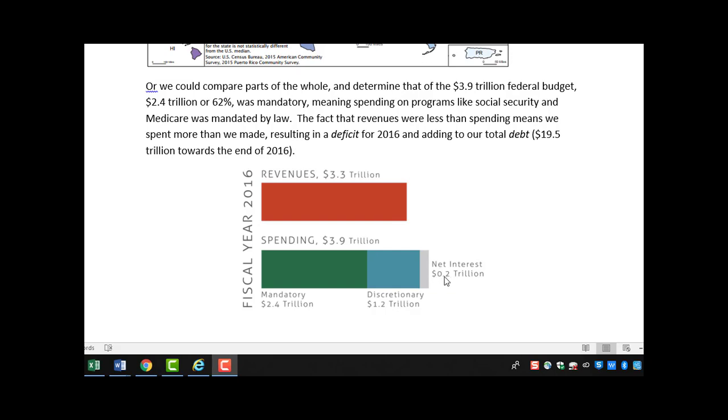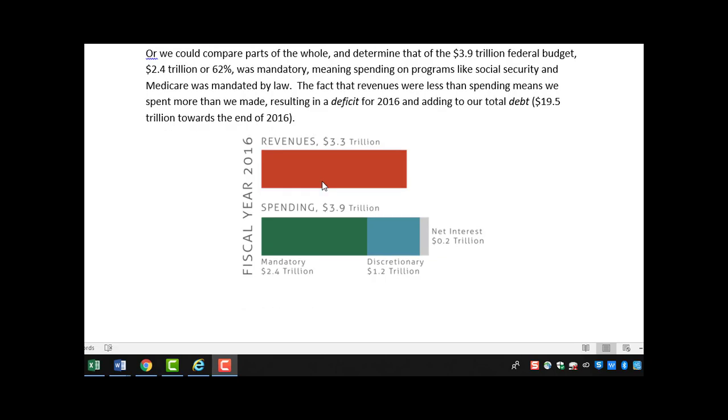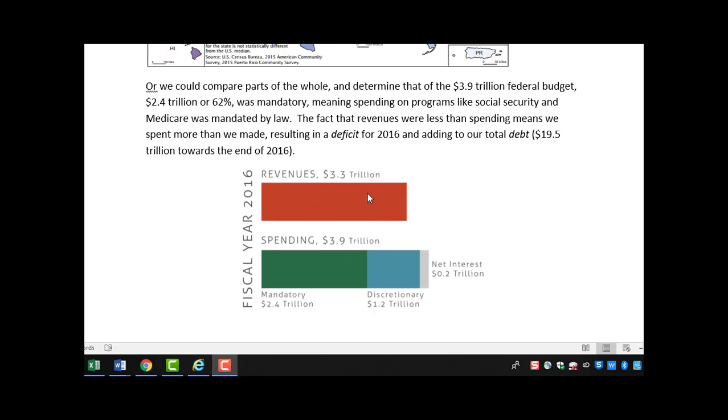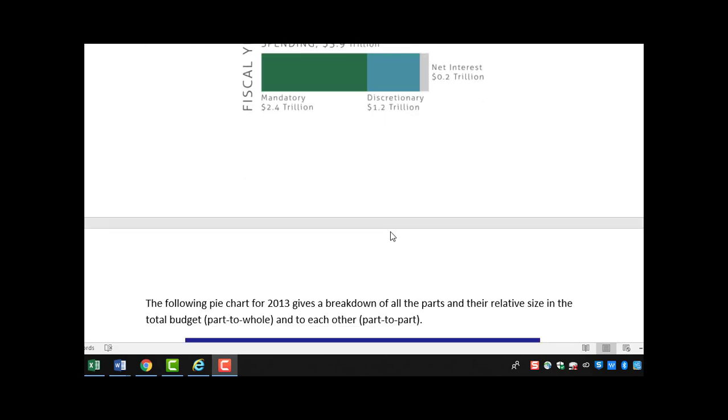This here, this 0.2 trillion, is the interest on the debt. Not just this debt, but all the debt that the United States has accumulated, which was about $19.5 trillion at the end of 2016. So there are more comparisons. This is what we're talking about here, just comparisons.